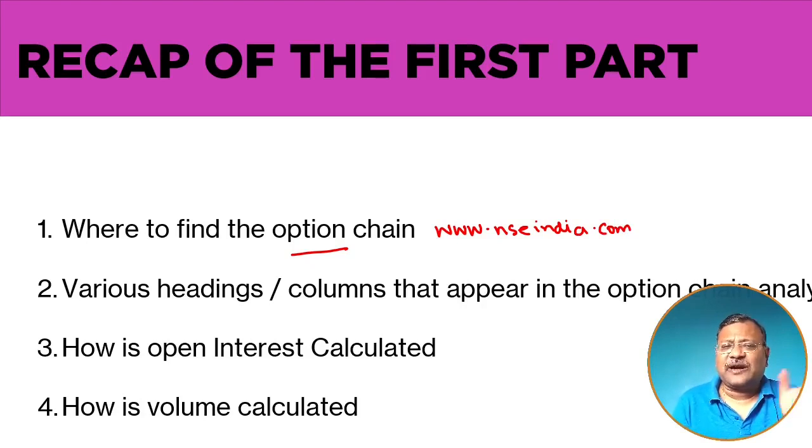And then in the first part of the video, we saw the various headings and columns that appear in the option chain analysis. And then we saw how open interest is calculated. Then we learned how the volume is calculated. And finally, we learned how the change in open interest is calculated.